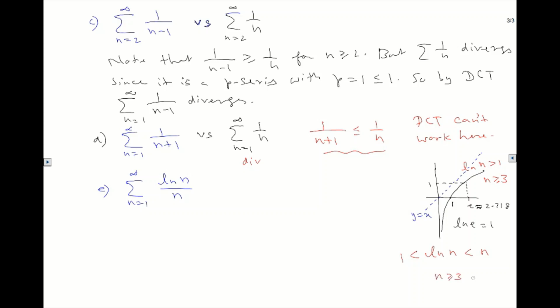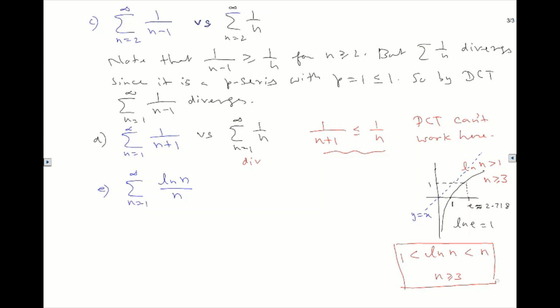So we ignore the first term. Please remember this result. This is a very important result that we can use. We know that ln n is between 1 and n: bigger than 1 and less than n. So we can use that result here. What we can do is replace this ln n by 1.